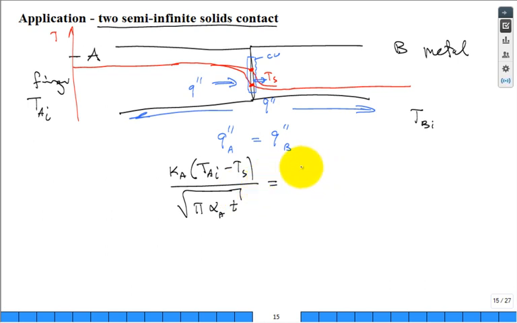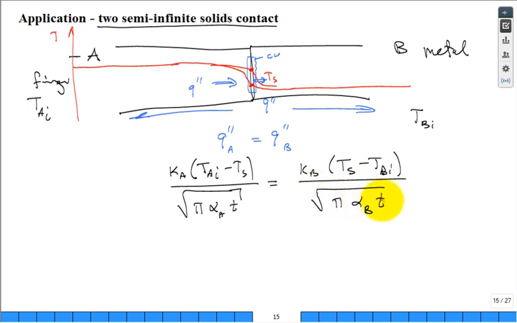And then likewise into B, the thermal conductivity of B, temperature of the surface minus temperature of B initial, that gives me the right sign. The surface is higher than B far away, divided by the square root of pi alpha B time. And so on both sides, the flow of heat is proportional to 1 over the square root of time. That's why this comes out.